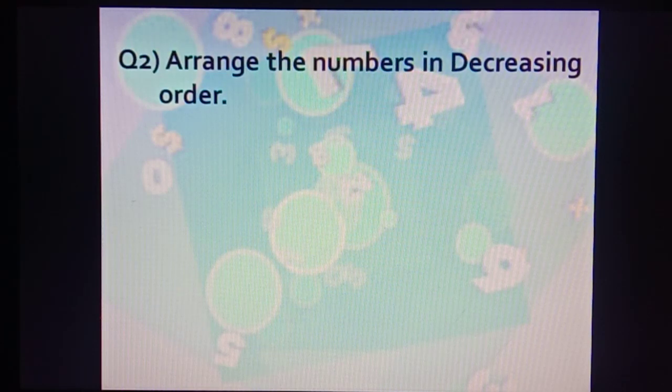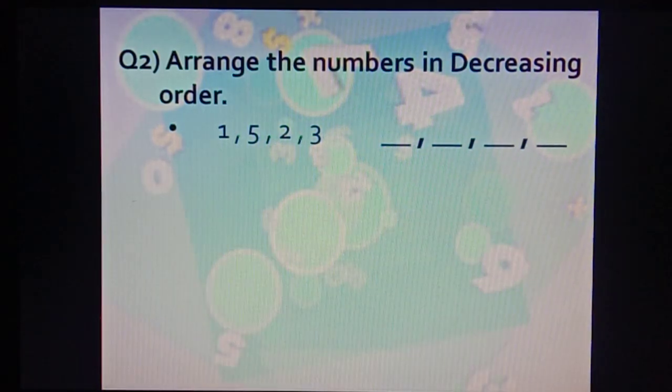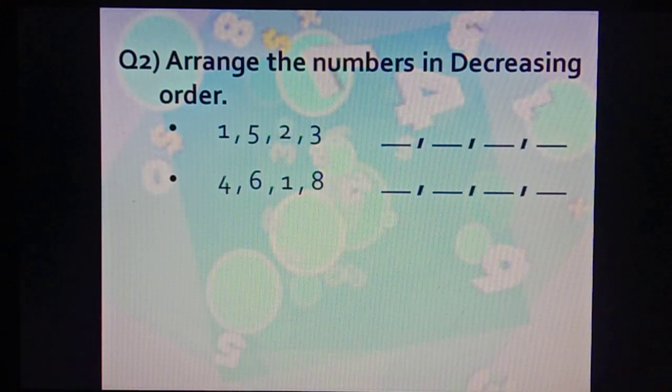The second question for our homework is arrange the numbers in decreasing order. The first question is 1, 5, 2 and 3. You have to write the correct decreasing order. The second question is 4, 6, 1 and 8. You have to write them in correct decreasing order.